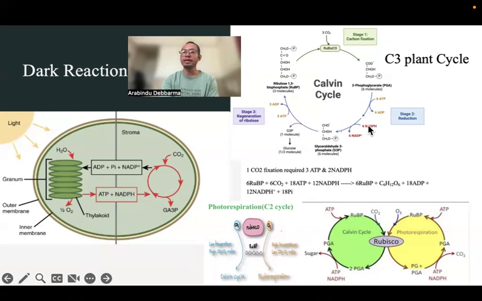Here 2 molecules of NADPH are required, so 6 NADPH. Here 1 molecule of ATP is required, so it becomes 3 ATP. So totally, to make one glucose molecule, you need 6 carbon dioxide, 18 ATP, 12 NADPH. So how can you make this calculation?